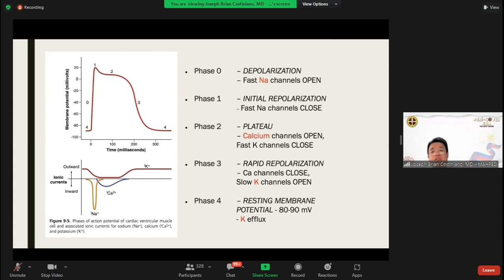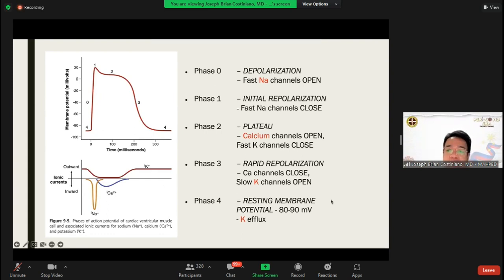Okay? Potassium efflux. So the usual question here is: phase 0 is depolarization, with sodium going in. Then phase 2, the plateau, is where calcium begins to go in and the calcium channels are open. Meanwhile, your fast potassium channels are closed. And then in phase 4 or RMP, your potassium is still going out of the cell. Potassium efflux. That's what you need to remember.